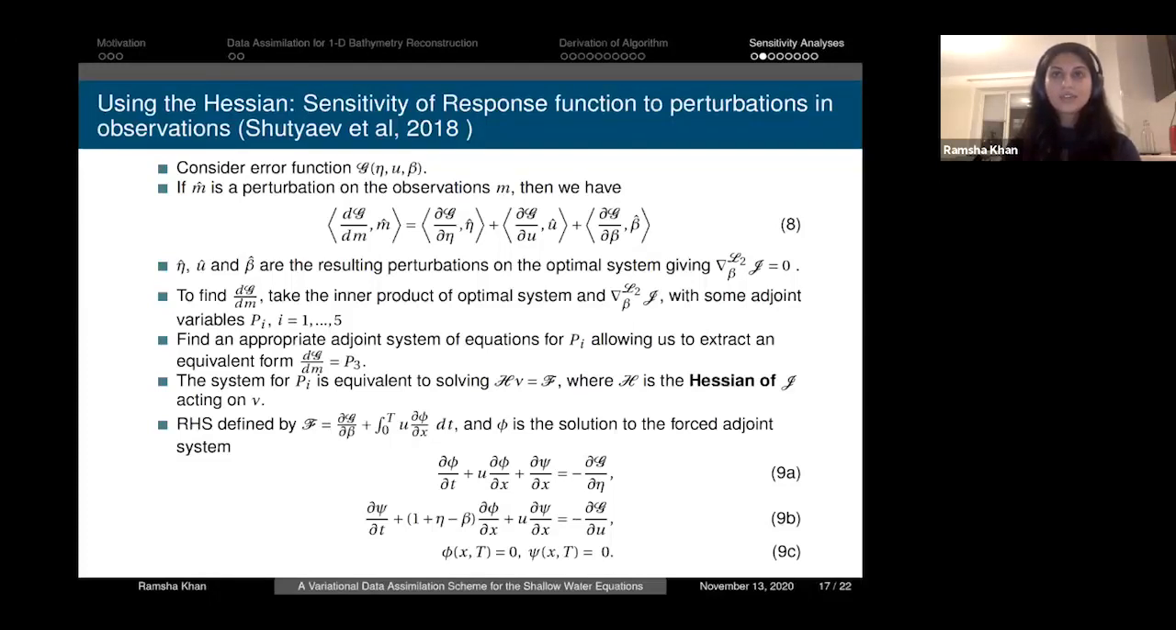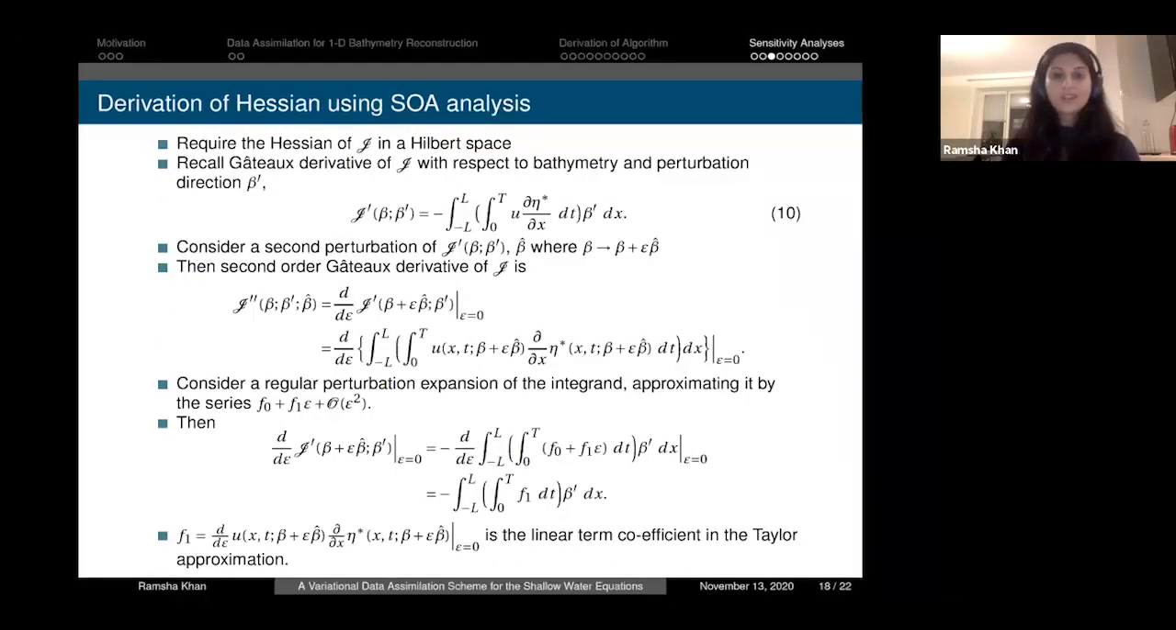It had four state variables with two forward time conditions and two backward time conditions, final time conditions and initial conditions. However, we were able to recognize that this system was actually equivalent to solving the forced Hessian equation for our cost function J, where the forcing term is defined by this expression here. And so essentially, to be able to solve this non-standard problem and extract P3, we need to have an expression for the Hessian.